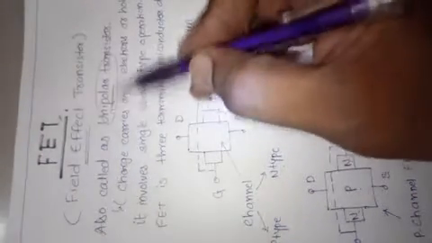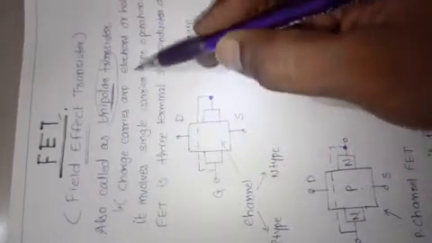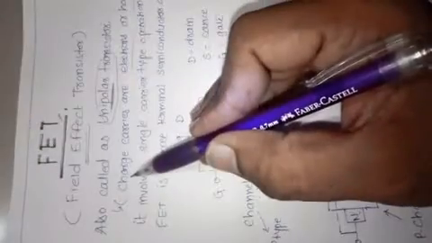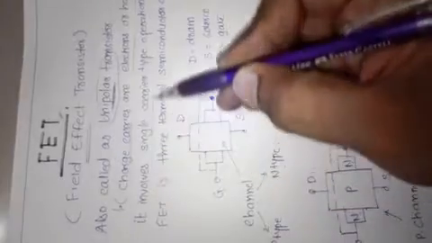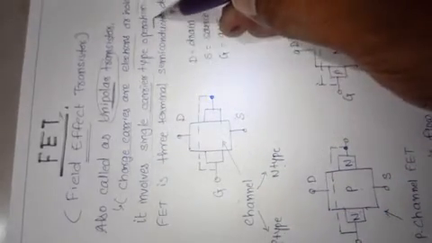Now, why are they called unipolar? Because either electrons or holes, the charge carriers, involve only a single type of carrier. Single carriers are involved in the operation, that's why it is called unipolar.